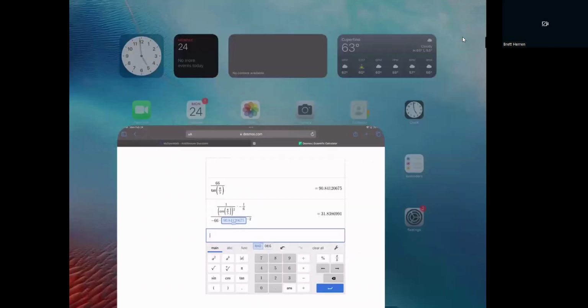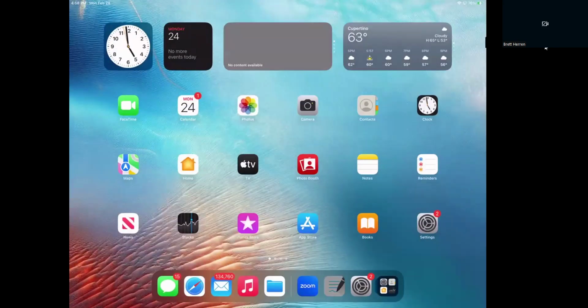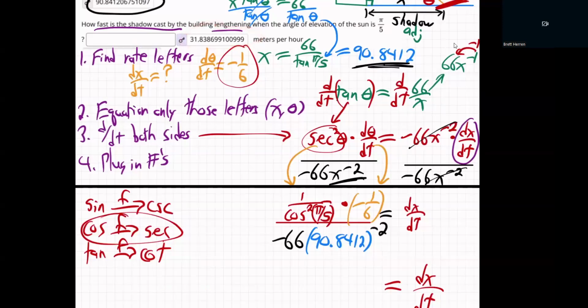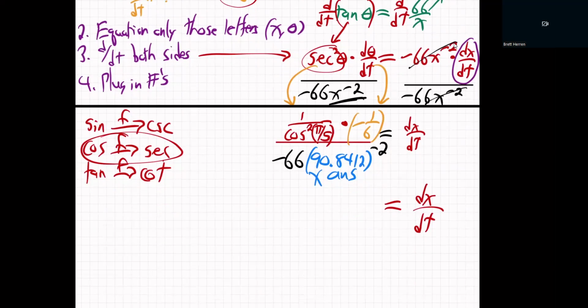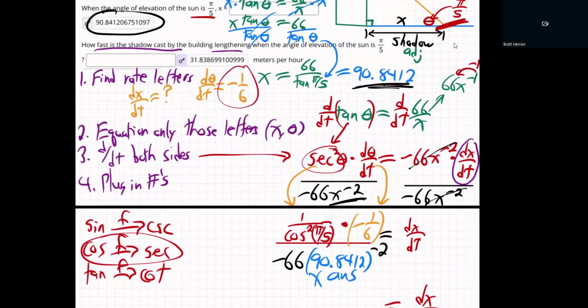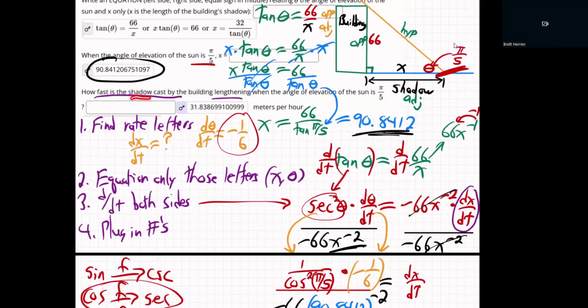31.8386. Hopefully that's our answer. Yes, indeed. 31.8386. There it is. So it's kind of a complex type of thing, especially since you got to remember the negative 2. But that was just the answer that we'd gotten previously for the x answer. So I just used Desmos and used the answer button. That made life easy, but it would have been easy to forget the negative 2 power. And so there we go. That's how fast the shadow is getting longer. It's getting longer by 31.8 meters every hour. And so there we go.